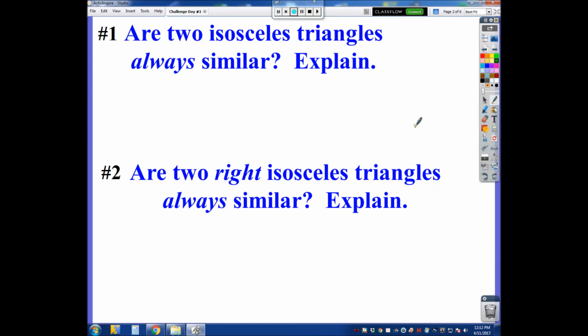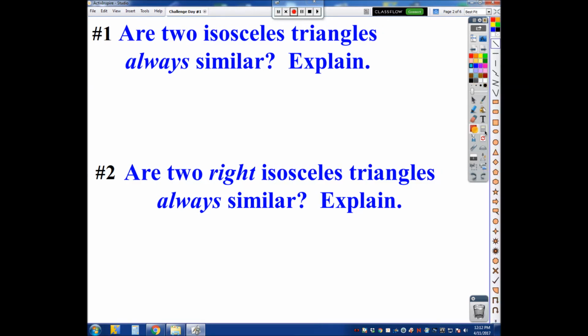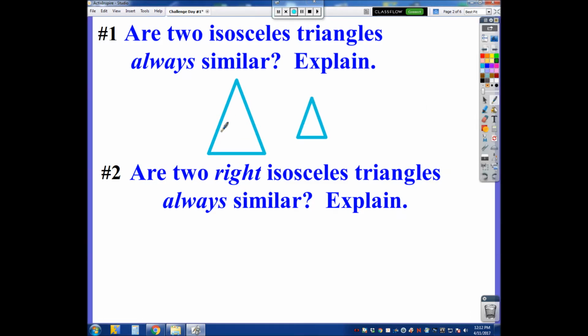So for number 1, are two isosceles triangles always similar? Well, could I make two isosceles triangles similar? Sure, I could. Let's say I had two isosceles triangles. I know they're isosceles if they have two congruent sides in here. Now, it could be true that these base angles are congruent to these base angles, and they could be similar. But will it be true that every two isosceles triangles will be similar to each other?